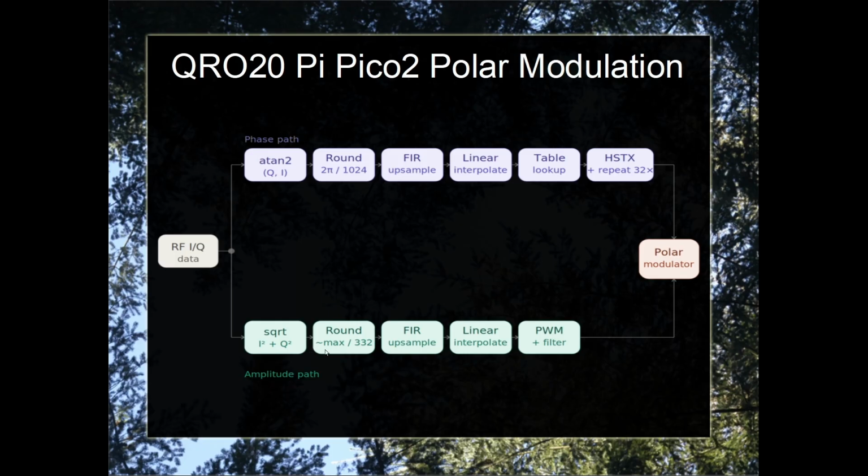We're going to round it to the value that represents full scale on the Pico2 at that frequency. More on that later. Then that's going to get upsampled, interpolated, and then sent to the PWM output, which will then be filtered.